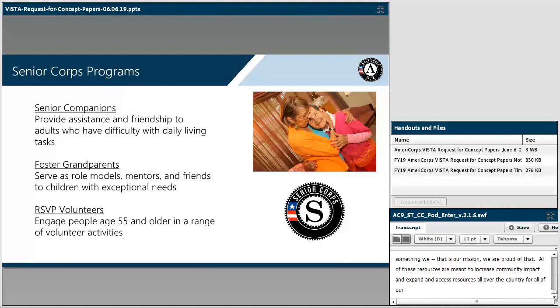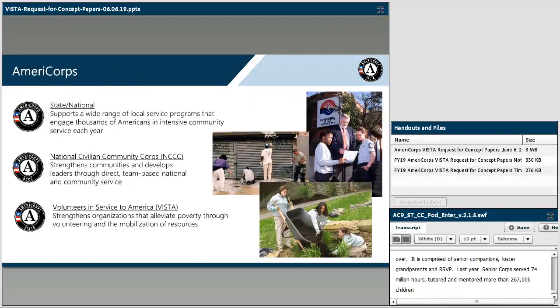Thanks, Barbara. Senior Corps connects seniors 55 years and older with the people and organizations in their community that need them most. It is comprised of Senior Companions, Foster Grandparents, and RSVP, which help people serve in their communities. Last year, Senior Corps volunteers served 74 million hours. They tutored and mentored more than 267,000 children and helped 840 seniors live independently.